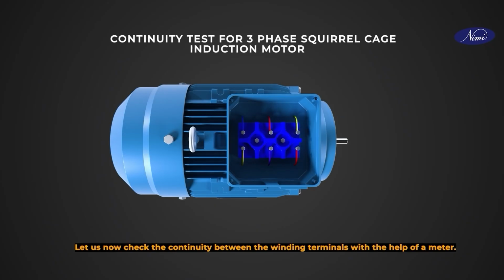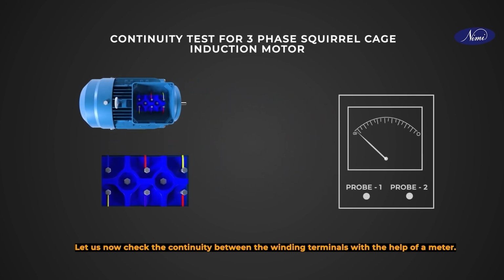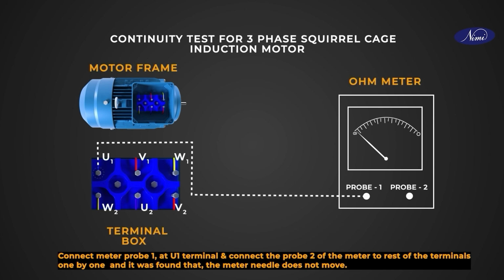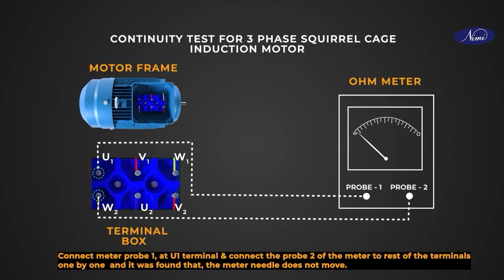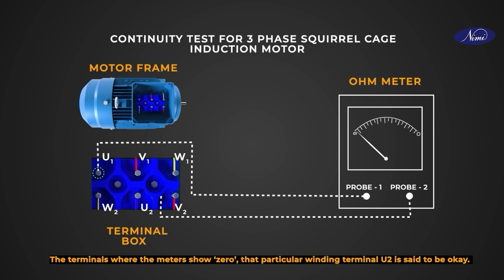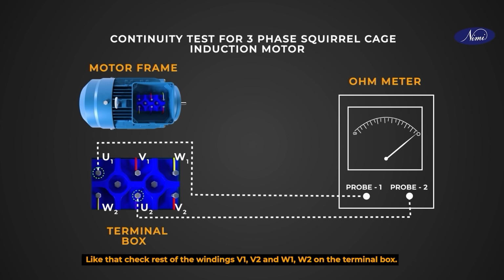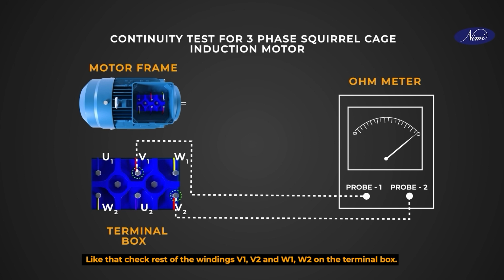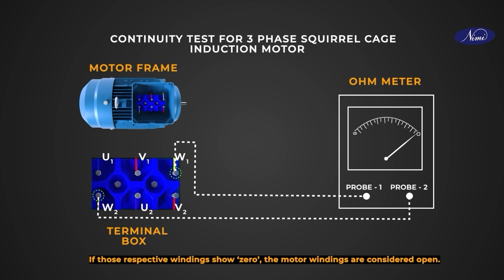Continuity test. Let us now check the continuity test between the winding terminals with the help of a meter. Connect meter probe 1 at U1 terminal and connect the probe 2 of the meter to rest of the terminals one by one, and it was found that the meter needle does not move. The terminals where the meter shows 0, that particular winding terminal U2 is said to be okay. Like that, check rest of the windings V1, V2 and W1, W2 on the terminal box. If those respective windings show 0, the motor windings are considered open.